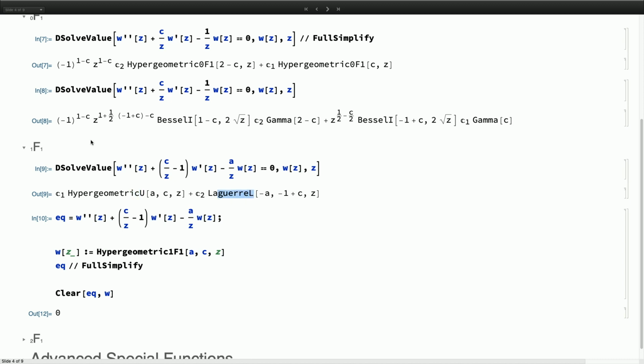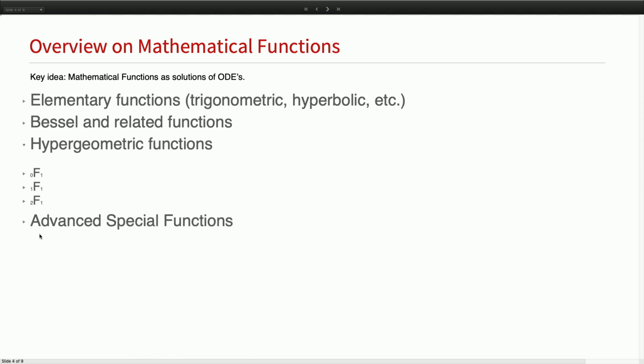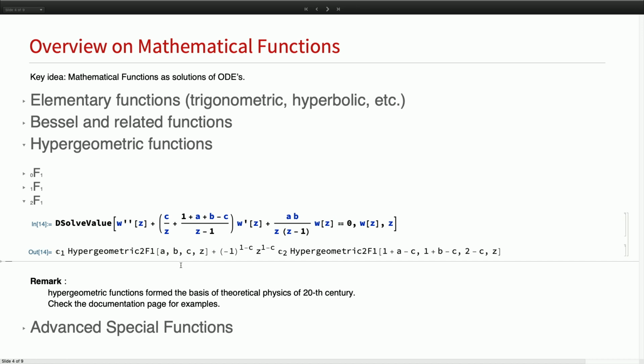About the 2F1 function. Here is the canonical equation of the hypergeometric function, the Gauss hypergeometric function. There are two fundamental solutions. The first one is a pure hypergeometric function. The second one is a hypergeometric function with some prefactor.